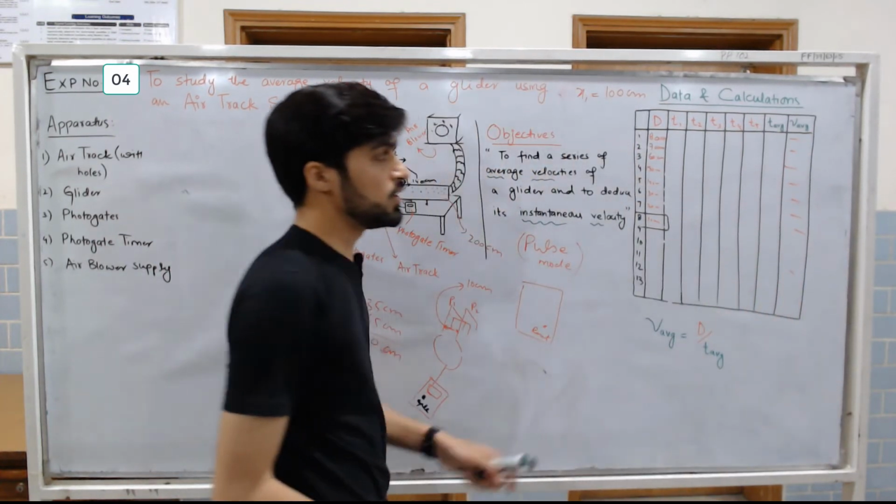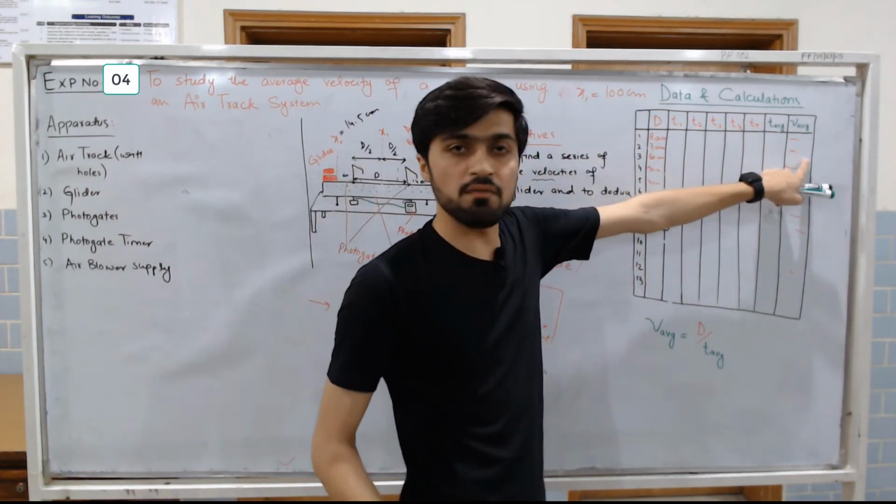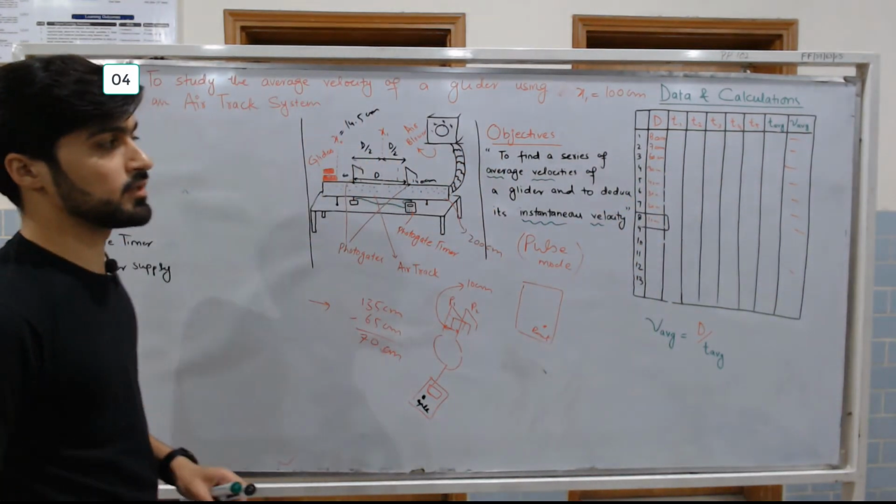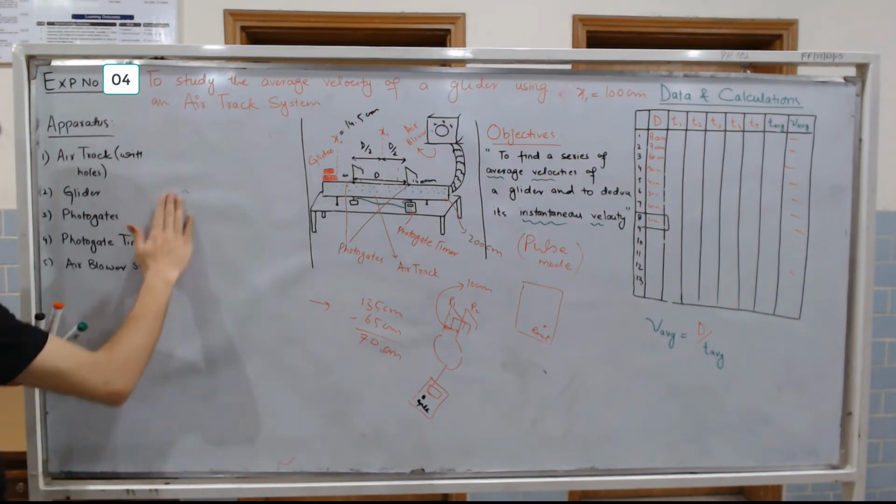Note it down. You can call it V average 1, V average 2, V average 3. Now you have the distances 80, 40, 60, 70, or the displacement. So you will plot a graph.